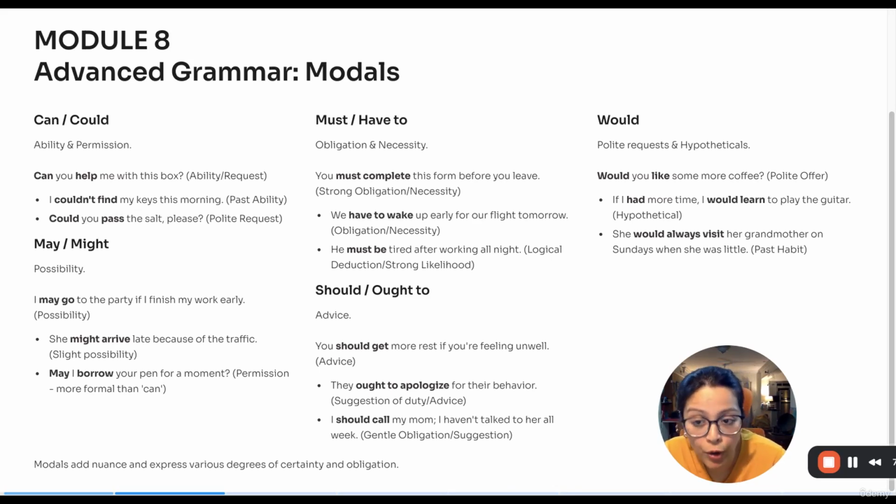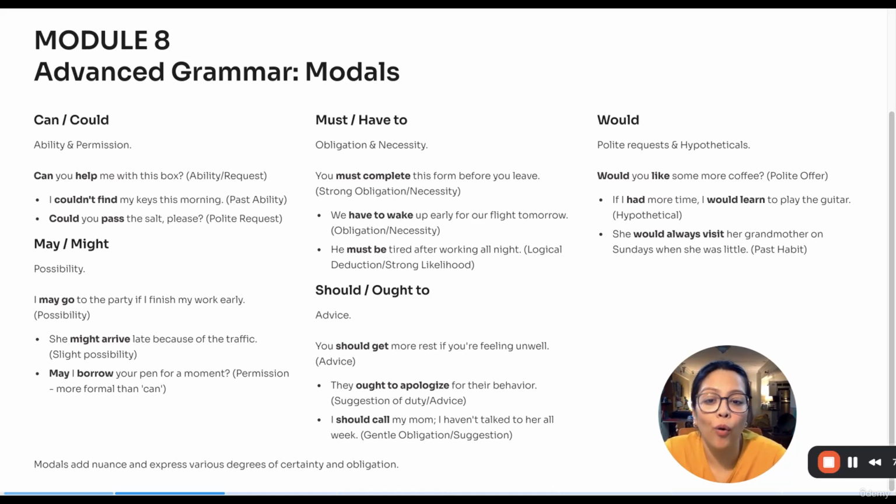May I borrow your pen for a moment? Here it is used in the context of permission and it is more formal than can. However, as mentioned before, both may and can be used interchangeably in context of permission because this is something that we do these days. However, may sounds more polite.